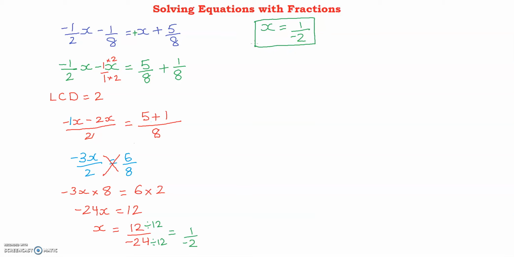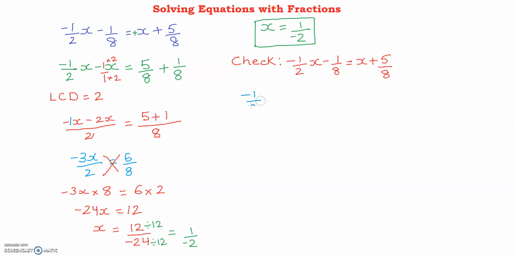Now let's check if our answer is correct or not. For that, I have to substitute negative 1 over 2 or 1 over negative 2 instead of x in the main equation, and see if the left side is equal to the right side or not. If it is equal, that means the answer, x equals negative 1 over 2 or 1 over negative 2, is correct. So let's substitute that.